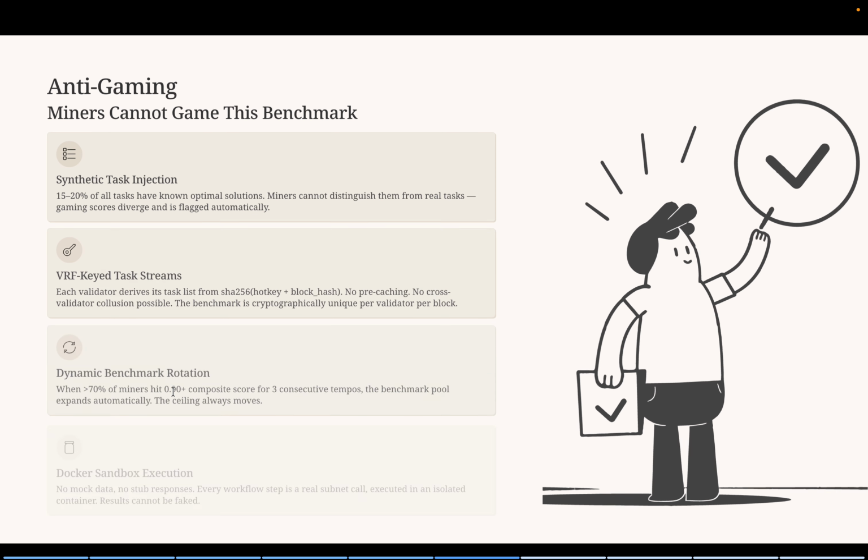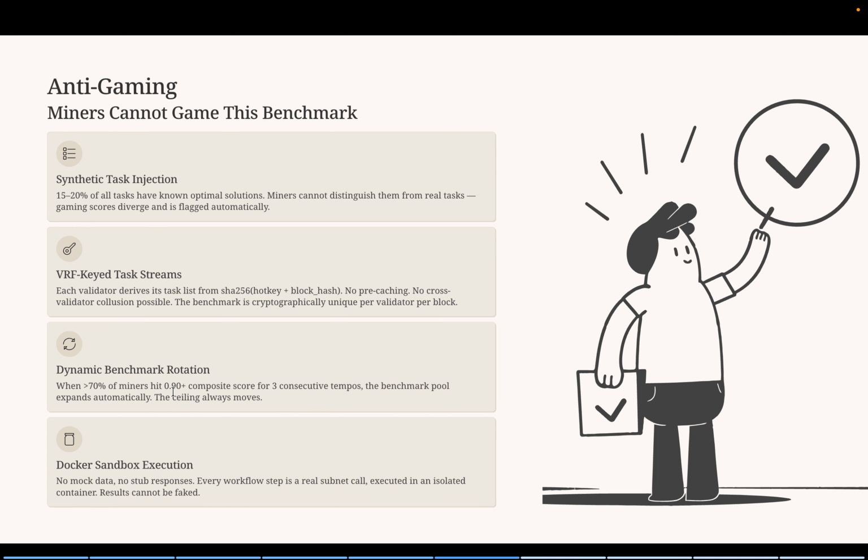Then we have the anti-gaming mechanisms. We inject synthetic tasks with known optimal solutions. Miners cannot distinguish them from real tasks. We derive each validator's task stream from a cryptographic seed of their hotkey and the current block. You cannot pre-cache. You cannot collude. And when the benchmark gets too easy, rotation triggers automatically.